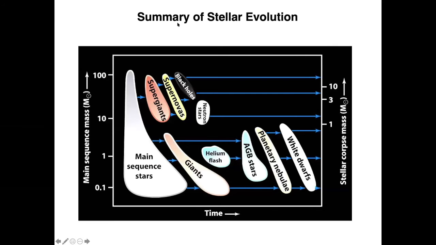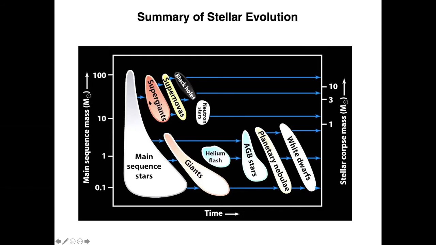And here then we have a summary of stellar evolution. On the left-hand side, you have the mass, and here you have time. You have main sequence stars here. For low mass, main sequence stars become giants, undergo a helium flash, become HB stars, and go on to become planetary nebulae.